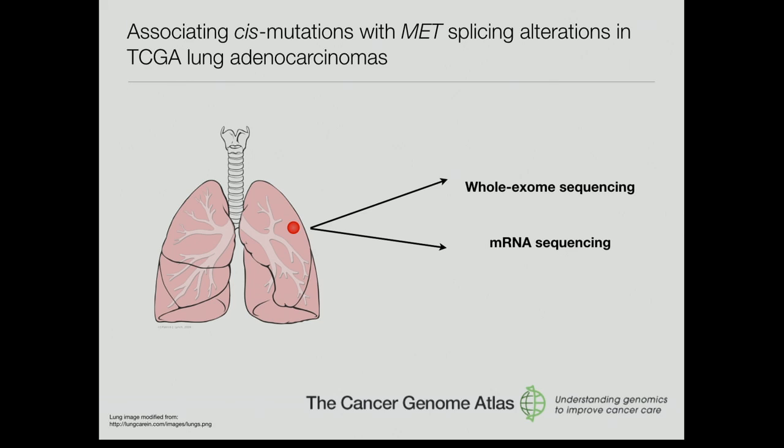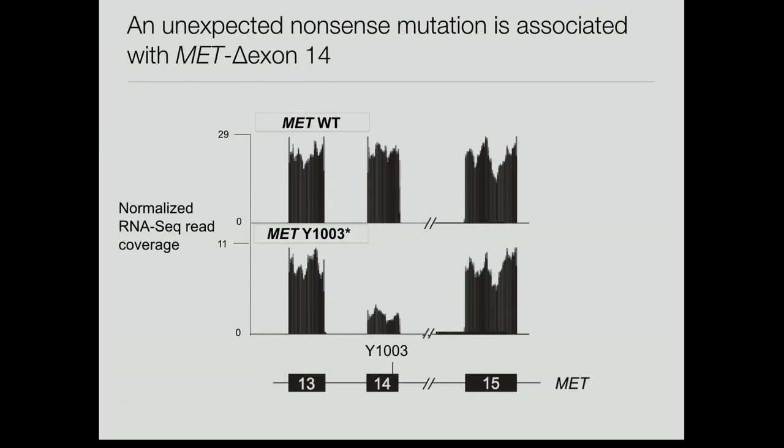And again, we had whole exome and RNA-seq from the exact same tumor samples. From that analysis, we actually identified an unexpected nonsense mutation that was associated with exon 14 skipping. Down here, I'm showing just a model of exons 13, 14, and 15. And above, I'm showing coverage of RNA-seq reads in two different patient samples. The top row is a wild-type sample. The bottom row is this one patient that had this Y1003 stop, or nonsense, mutation.